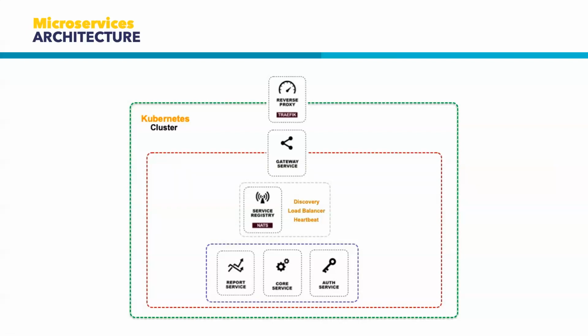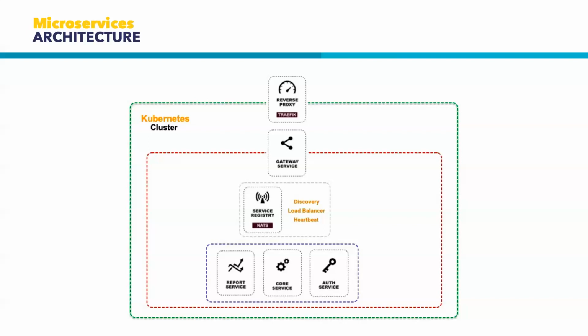So for example, I want to print an invoice. So I will send the request to the gateway service, and then the gateway service basically will communicate with the service registry to find where is the report service, and then redirect the request to the appropriate services. Okay, so the idea is don't expose your business logic from the outside to avoid attacks. Keep it inside and only expose the gateway service into the outside.